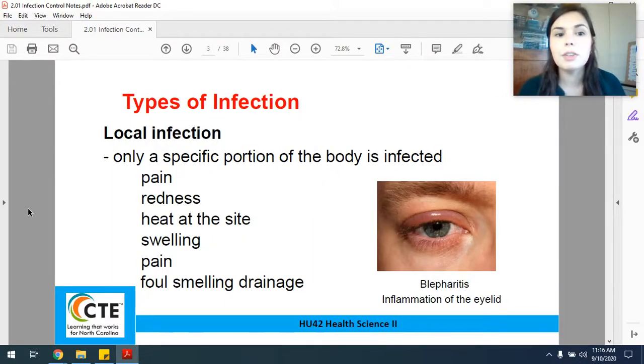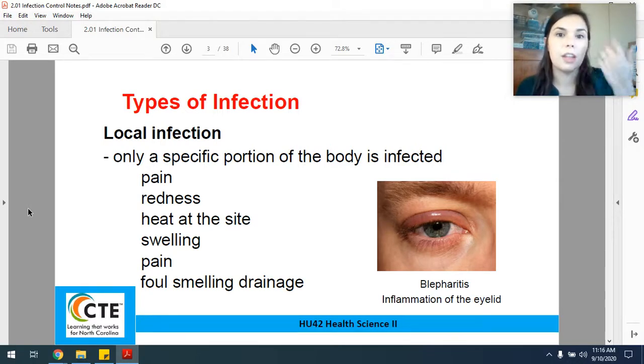There are different types of infection. We have local infections and systemic infections. Local infections are things that only a specific portion of the body is infected, such as feeling pain in one area of the body, seeing redness in one area of the body. Maybe you can feel or palpate for heat if there's some swelling or bruising occurring, and then any type of foul-smelling drainage. So an example of a local infection would be an eye infection.